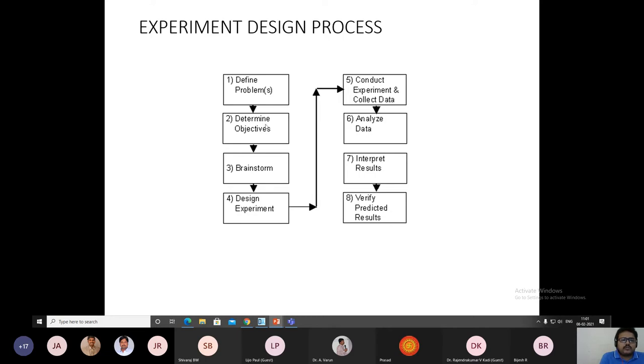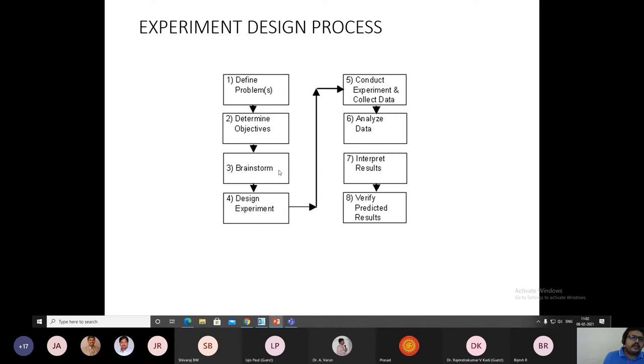right? Your objectives should be in bullet points, like what is the application of so-and-so material, what is the application of so-and-so process, and whether your objectives are novel or not, whether these objectives have already been done by others, etc. Like that, you will take care of the objectives, and you will determine your objectives.